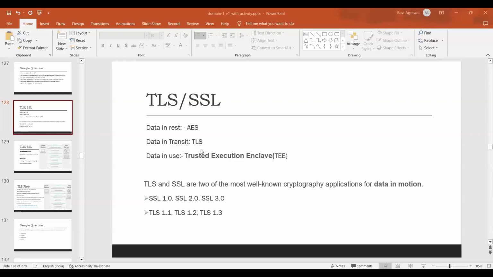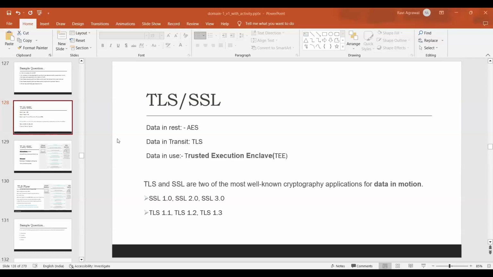अब हमने देखा कि डेटा इन रेस्ट होती है, AES एल्गोरिथम होता है, डेटा इन ट्रांजिट TLS that we'll see, and data in use we have seen trusted execution in class TEE. Quickly we just show. Ravi, are you sharing something? Oh, is it not shared? Oh, sorry. Yes, I'm sharing something. Let me share it again. Is my PPT visible to you guys?